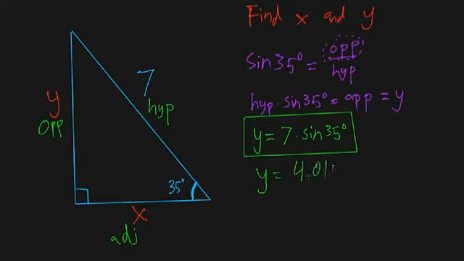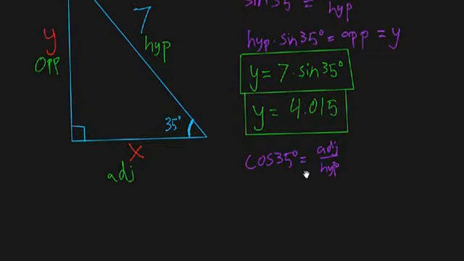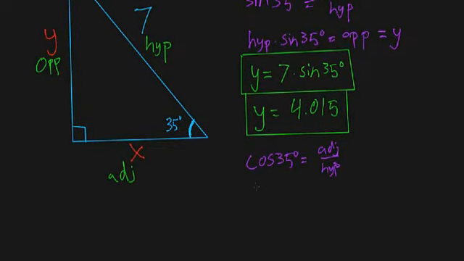Y equals 4.015. Alright. Very good. Now all we need to do is find x, which is just as simple. So again, this time we know that cosine of 35 degrees is the adjacent side over the hypotenuse. We know everything in this equation except for the adjacent side. So we know that hypotenuse times cosine of 35 degrees is going to be our unknown, which is the adjacent side, which is the same as x.